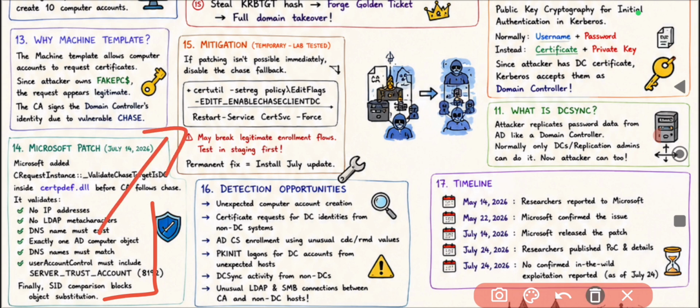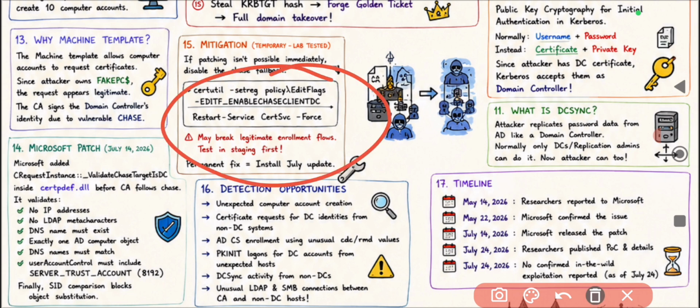Then followed by the mitigation, which is temporary and for lab testing. If the patch isn't possible immediately, disable the chase fallback. This is how we can do that. It may break legitimate enrollment, so follow testing in staging. Make sure it is done very carefully. The permanent fix is to install the July updates. Detection: one, we need to understand unexpected computer account creation.